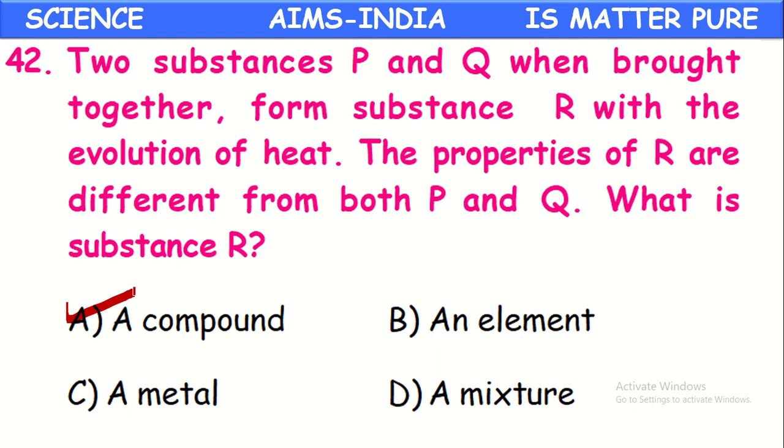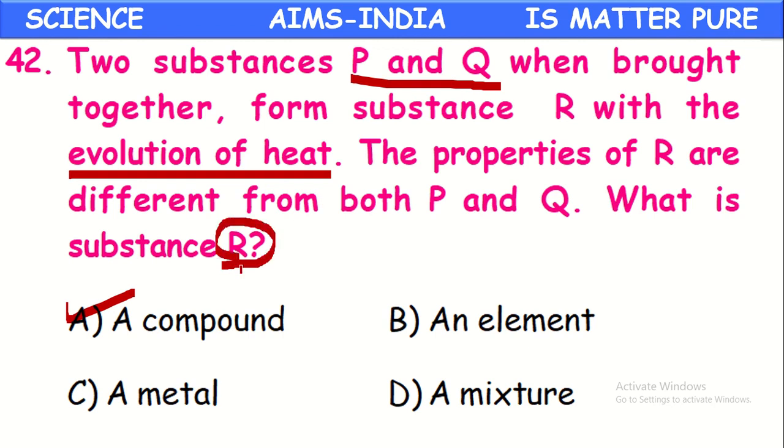If it were a mixture, the properties of R would be a mixture of the properties of both P and Q. But they mentioned here that the properties of R are completely different. And one more hint is given: R is formed by the evolution of heat. Generally, this happens in chemical reactions only. So here we can say P and Q are chemically combined and formed R. So R will be a compound.